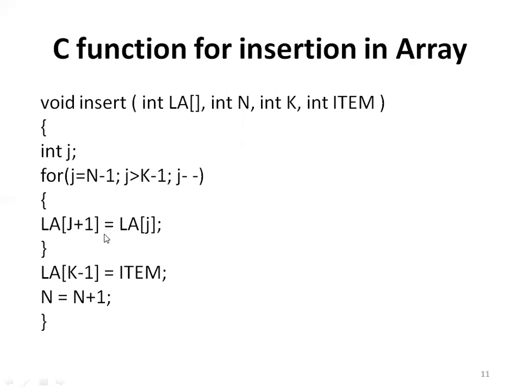So here LA[j+1] equals LA[j], and then LA[k-1] equals item. Here the item is inserted at the kth position. Since we are using the C programming language, the index starts from 0, that's why it is k minus 1. And then we are incrementing the size of the array to n plus 1. So this is the C code for insertion in array.